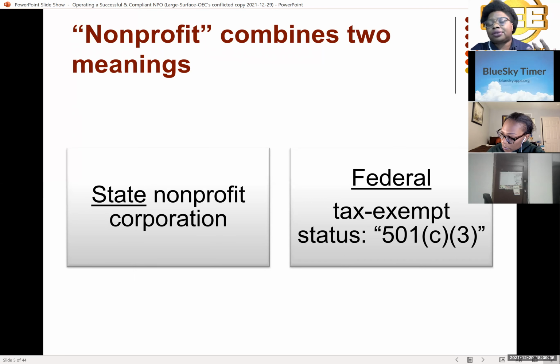I'm in Detroit, so I bring up Michigan a lot, but you have to go to your state. Like I found out in Arizona, once you go through the paperwork, you have to file it in a legal newspaper to say you're a corporation. So you have to follow the rules for each state, but the state gives you your nonprofit corporation status. So once you get that paperwork from the state, you are now legally a nonprofit corporation.